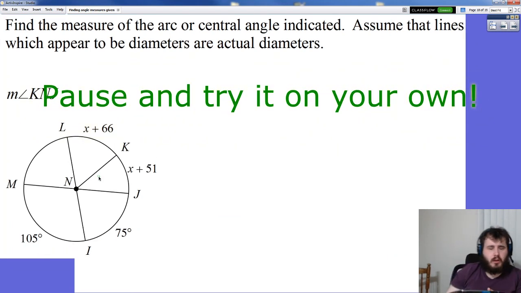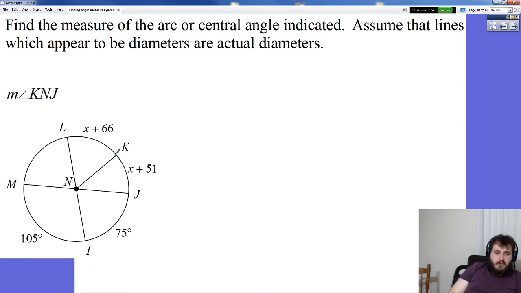A couple more. Do this one. You're looking for the measure of angle KNJ. Okay, so let's get on in there. KNJ, that's this guy. So we got to find what x plus 51 equals. Let's do it by using the semicircle again. See this 105 over here? Is that helpful? No. Get rid of it. We already got the semicircle. We don't need to do extra.